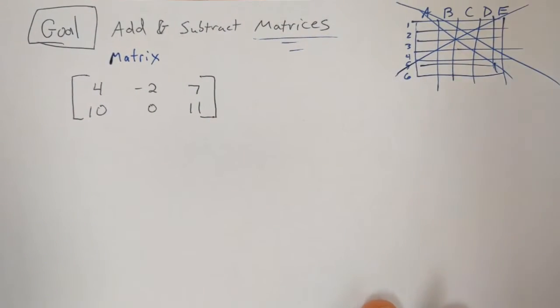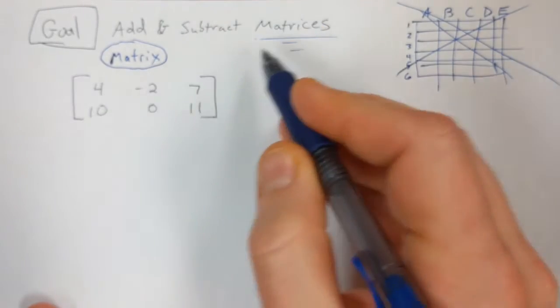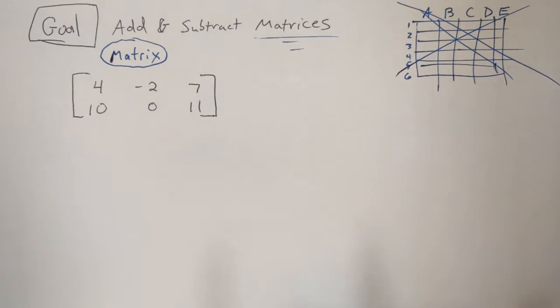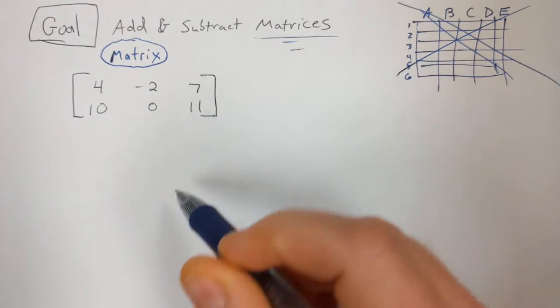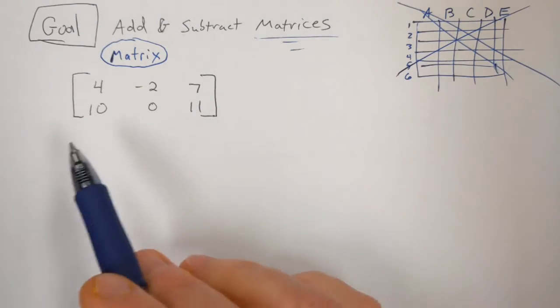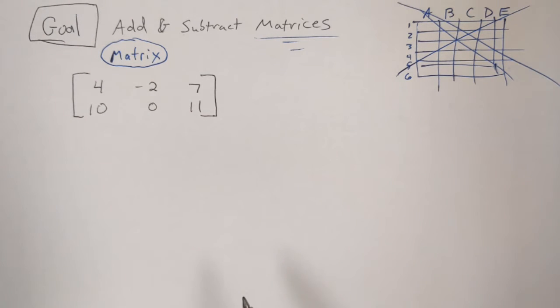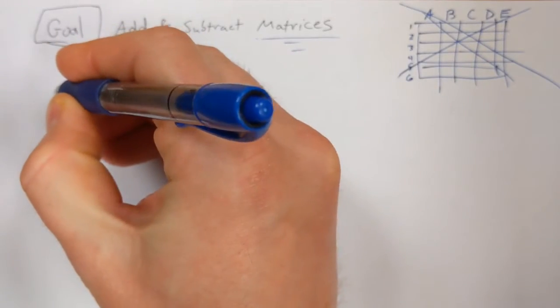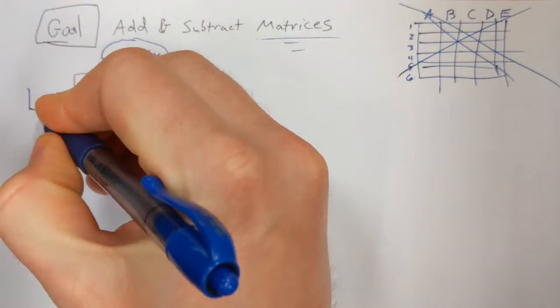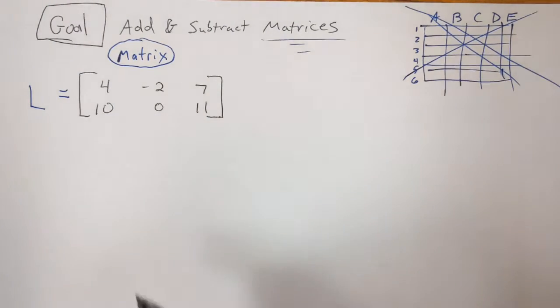There are several vocabulary words we need to get out in the open about matrices. The singular is matrix, the plural is matrices. First off, matrices are determined by these little square brackets. These square brackets indicate that we're going to be dealing with a matrix. And each of these numbers inside of here is called an element. First off, matrices are generally named using capital letters. So I'm going to give this matrix a name. I'm going to call it matrix L. So here's a capital L. This is called matrix L.